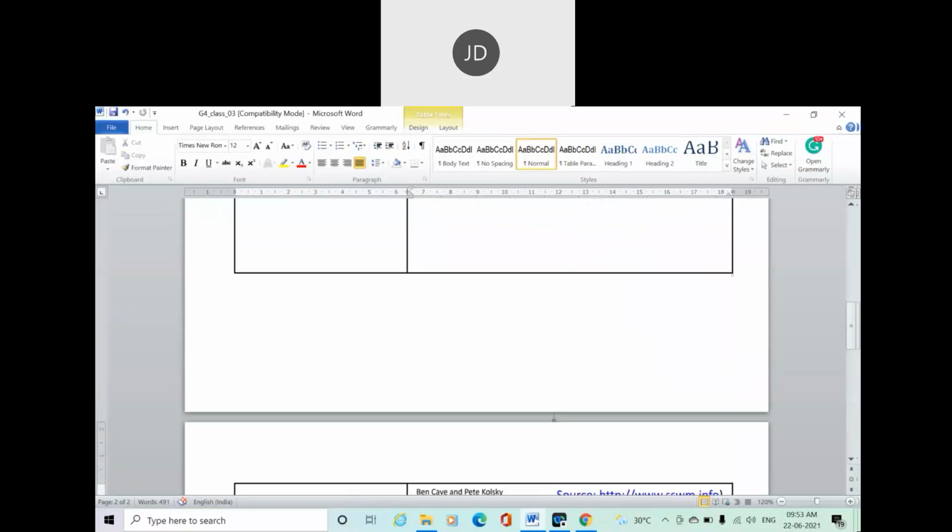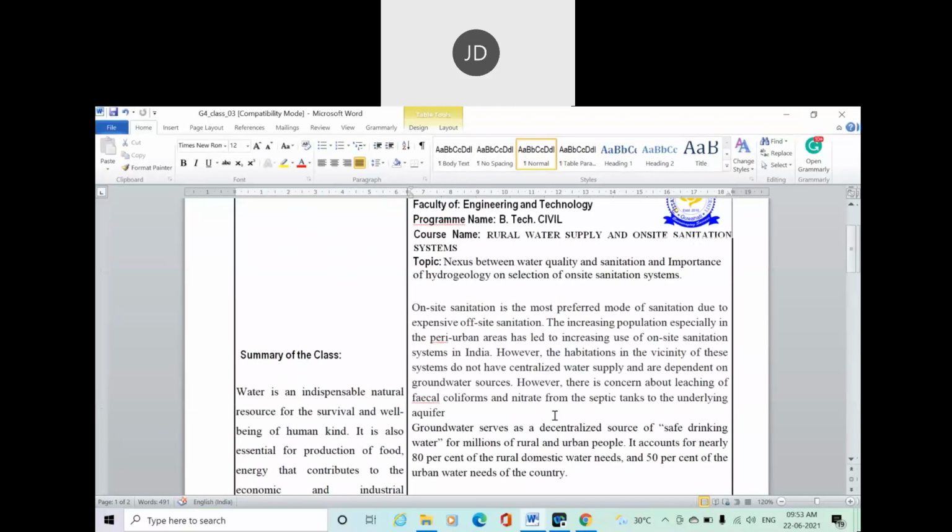So this is all about today's class. We have discussed the importance of sanitation in the real picture, in terms of the projects adopted by the government of India and at the international level, why on-site sanitation is important, and the relation between hydrology and the adoption of on-site sanitation. Although we need to go for sanitation and hygiene, we don't want to pollute the groundwater. Along with sanitation, we also need to protect our groundwater.